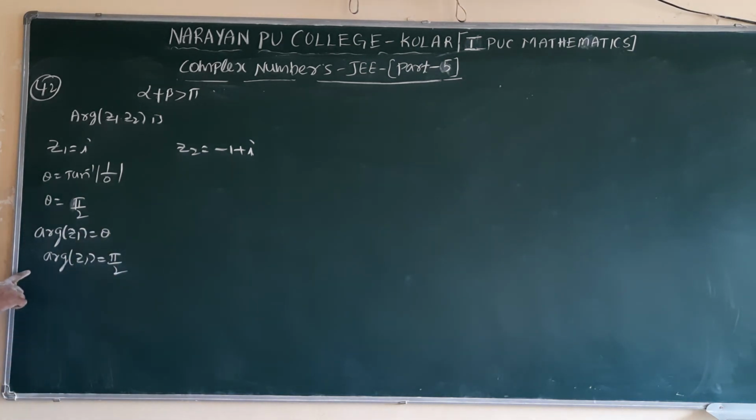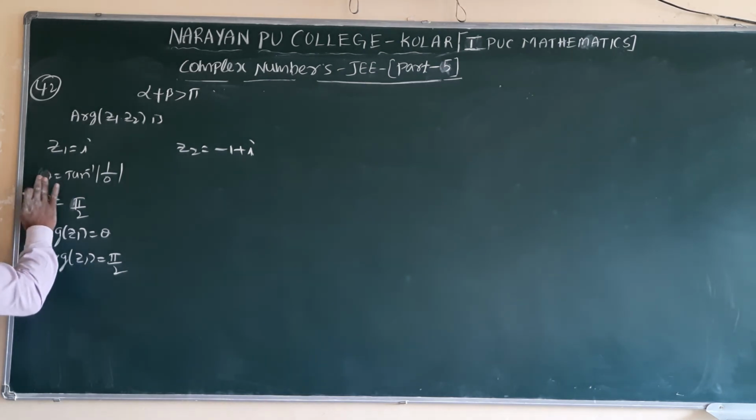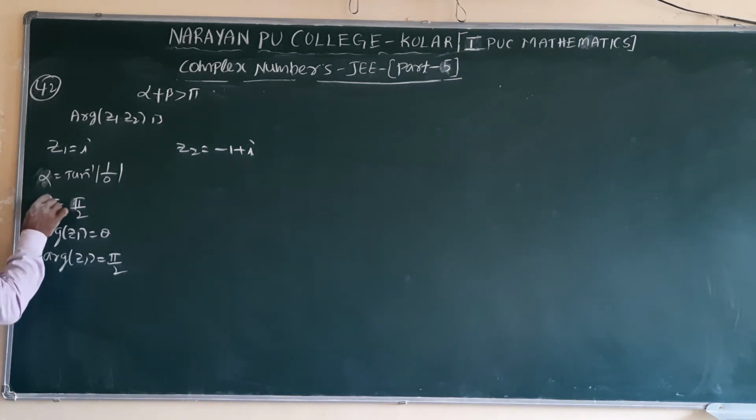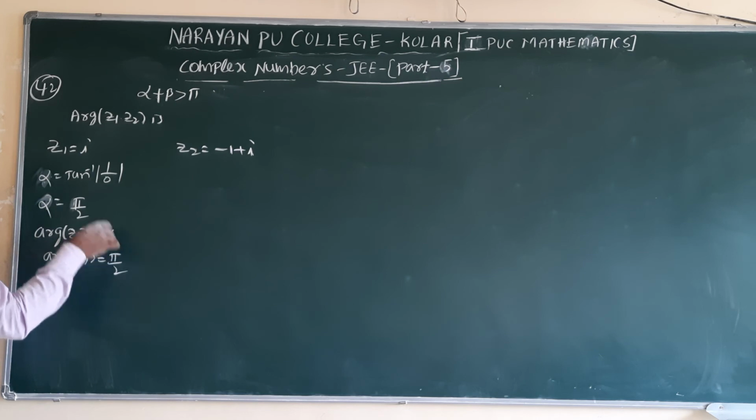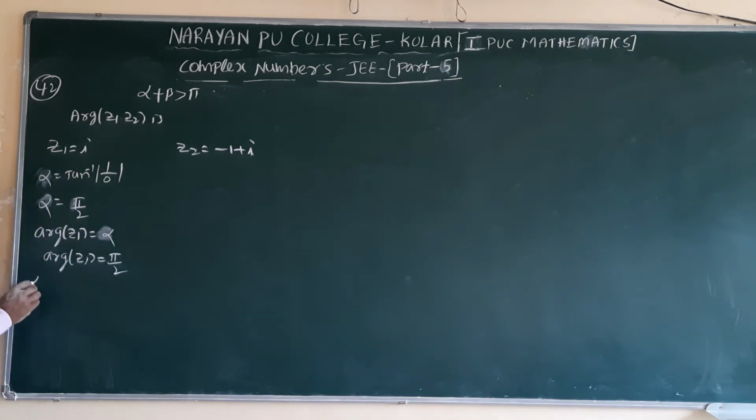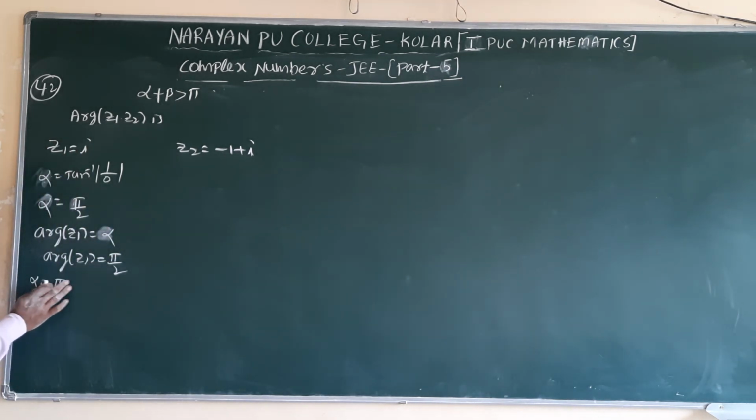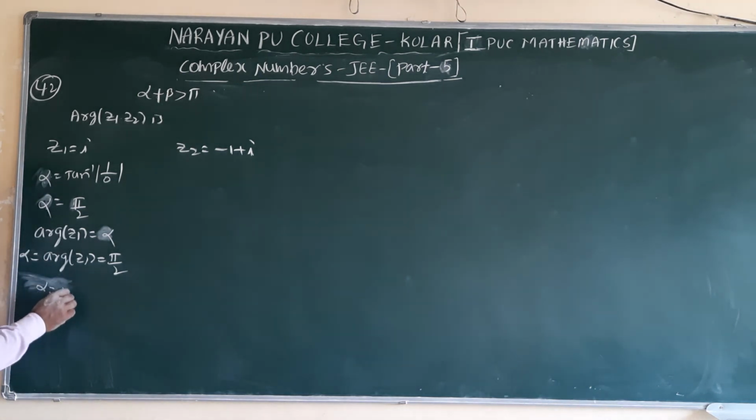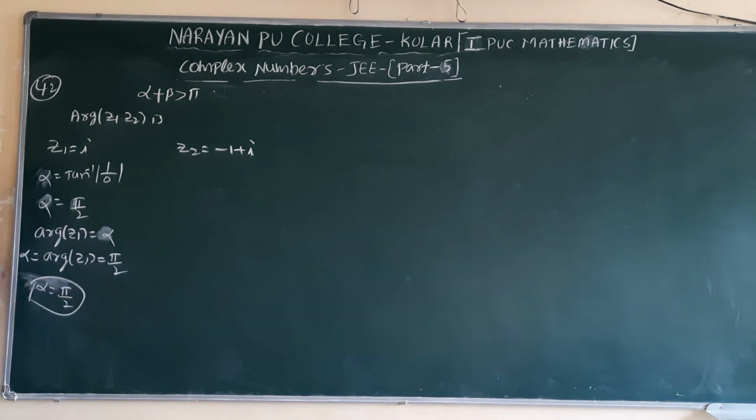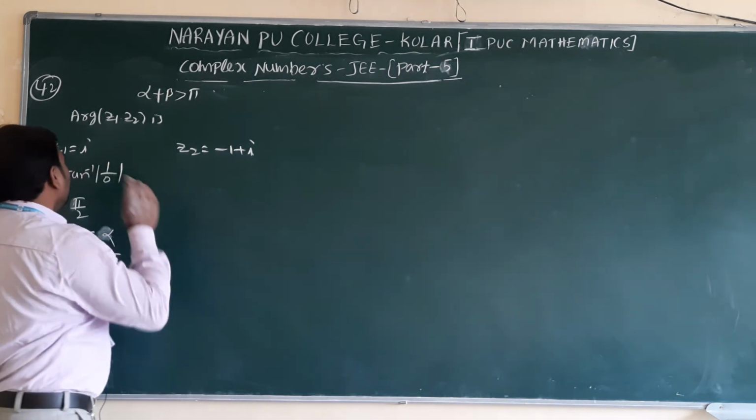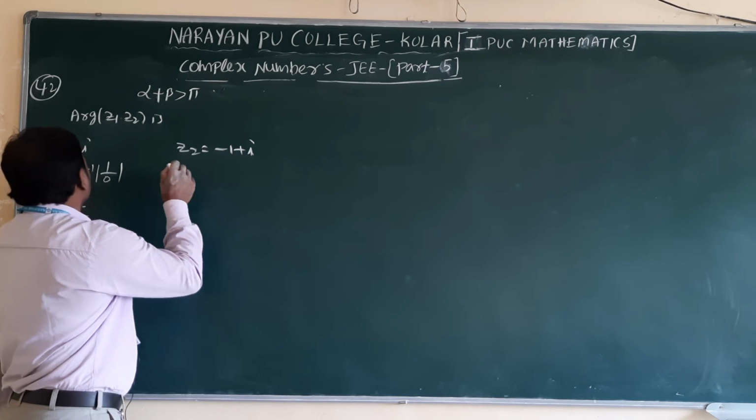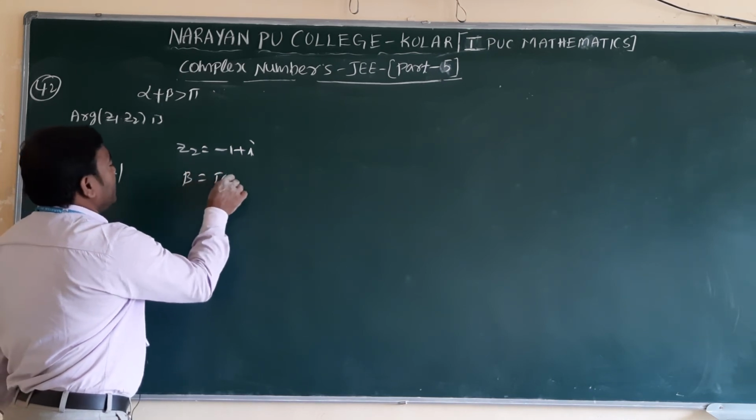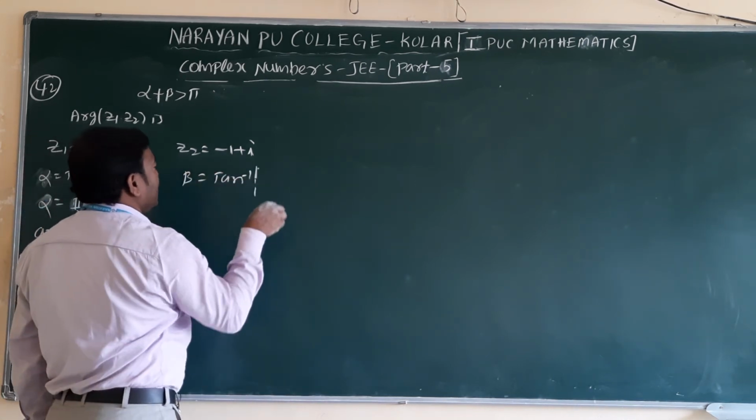So we have taken alpha and beta as the arguments. Alpha is equal to the argument of z1, which is pi by 2. Now for beta, the argument is tan inverse of modulus of y by x, which is 1 by minus 1, so tan inverse of 1, so the value is pi by 4.